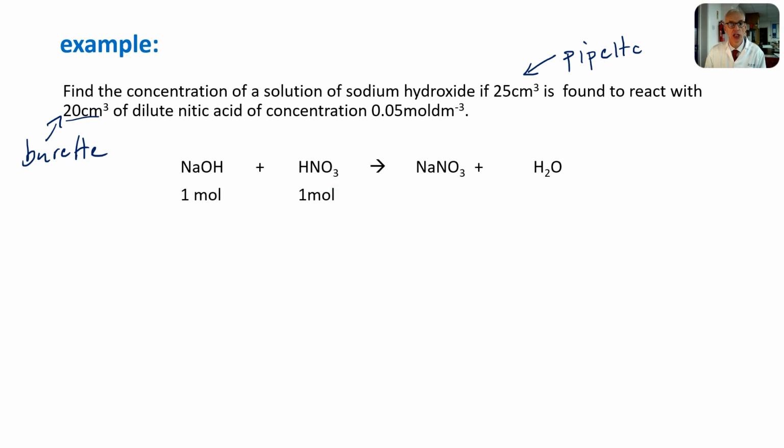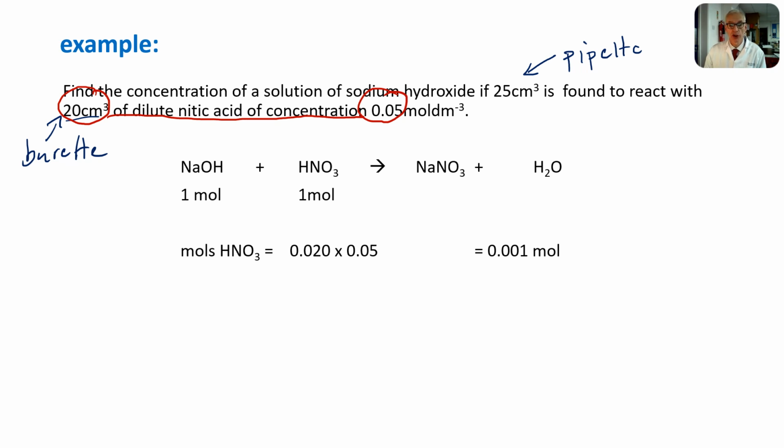What can we use? Well, we've got a volume of acid and a concentration of acid. So it's quite useful sometimes just to link the data, volume and concentration, together within the question so that there isn't confusion or an error made. So we can work out the number of moles of nitric acid.